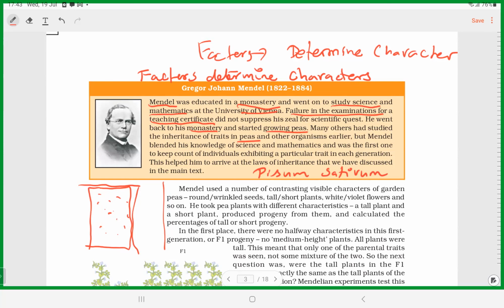And blending experiments. What is called blending experiments? Hybridization experiments. Blending experiments means hybridization.